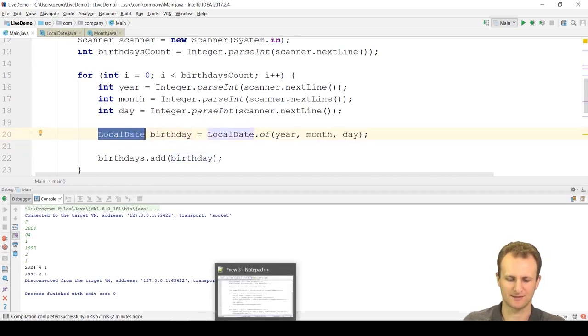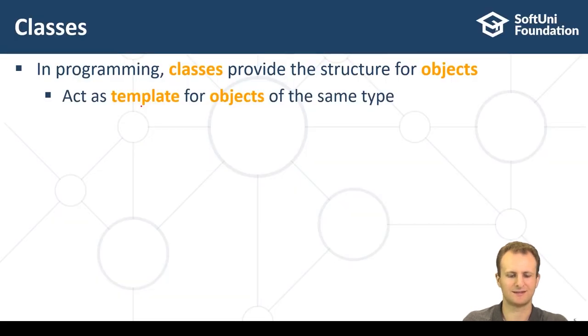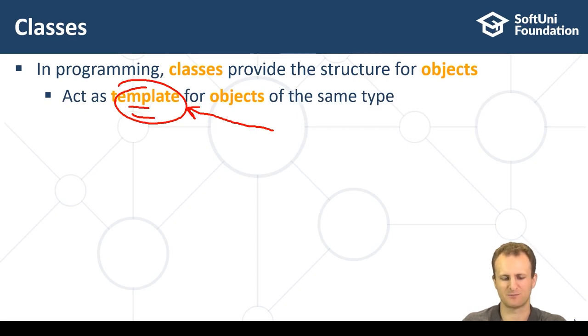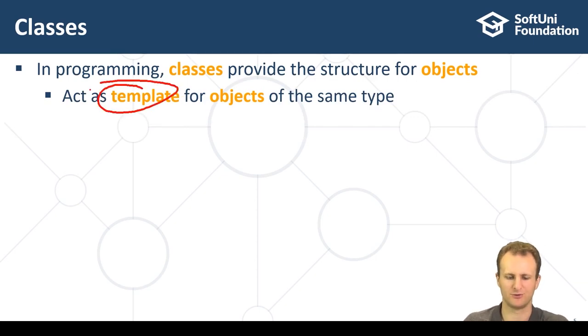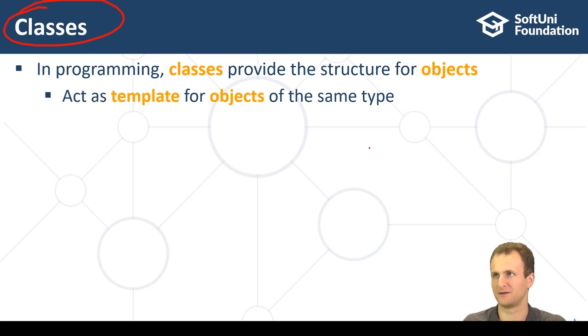So it's what we'd call here the template for the object, although I'd avoid the use of the word template because template means something very specific in programming. So to avoid confusion, maybe don't use template. Just think of a class as a description of what is contained inside each object of that class. It's like a blueprint. Classes are like blueprints for each object.